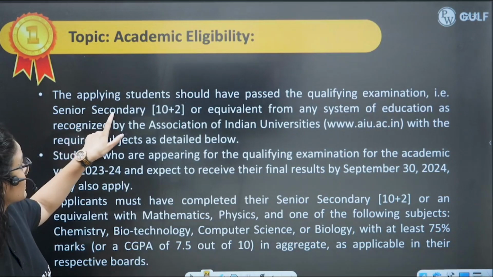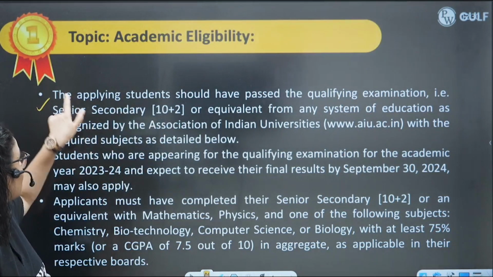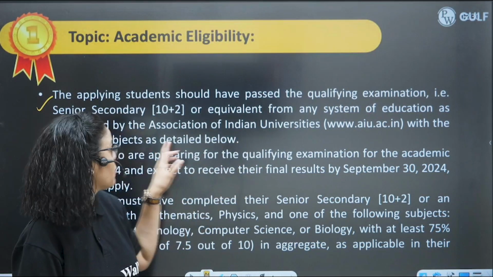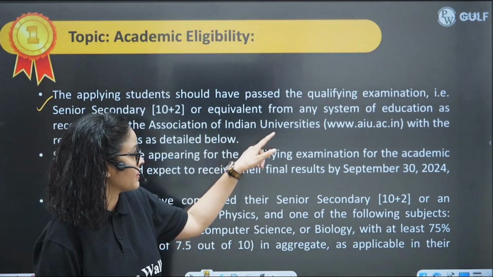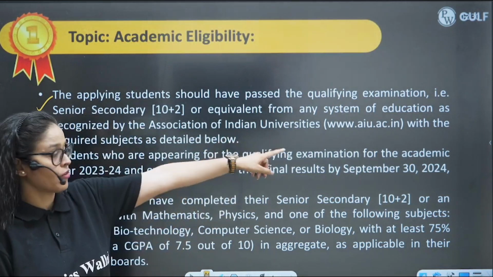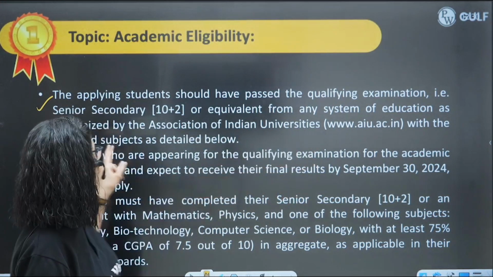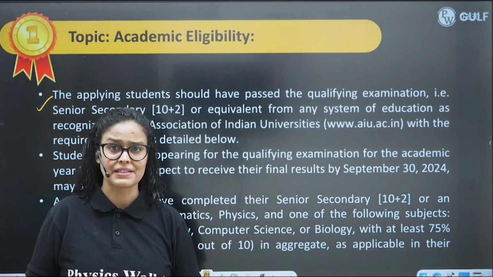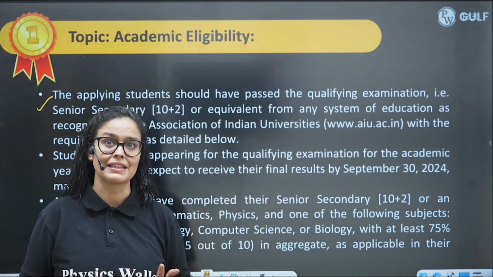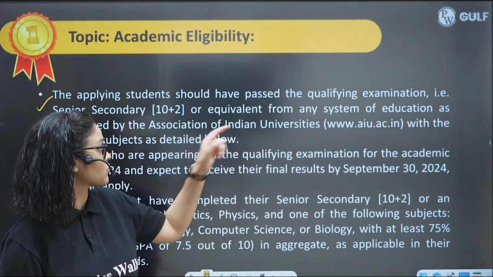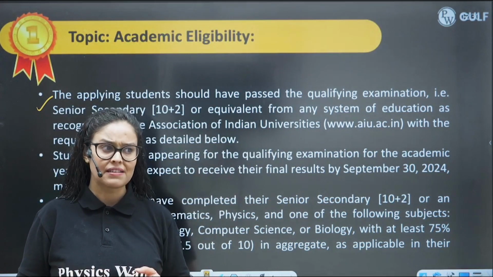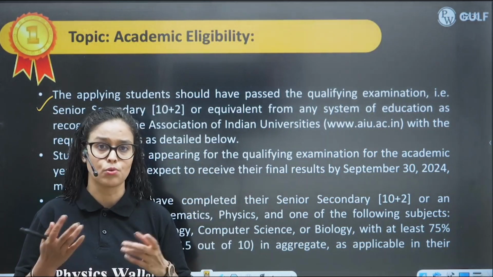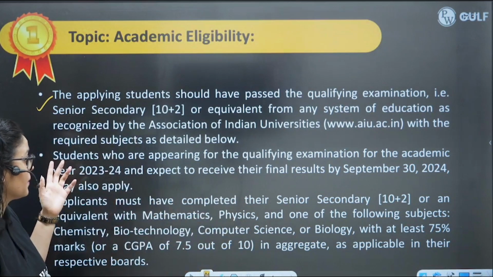Next, the applying students should have passed the qualifying exam 10+2, that means senior secondary or equivalent, from any system of education as recognized by the Association of Indian Universities. So you can obviously check for this eligibility with the required subjects as detailed below. That means if you are in the CBSE board or any board recognized by the Association of Indian Universities, plus if you are in the IB course, IGCSE, that is the International Baccalaureate course, then obviously you can apply for this.